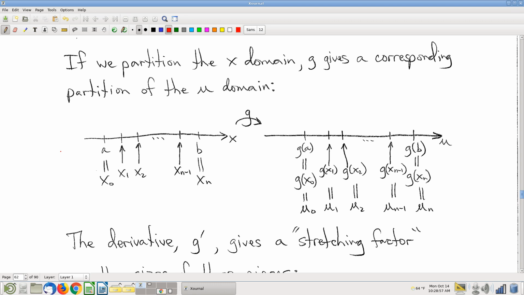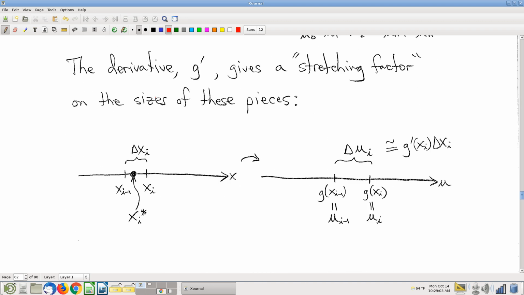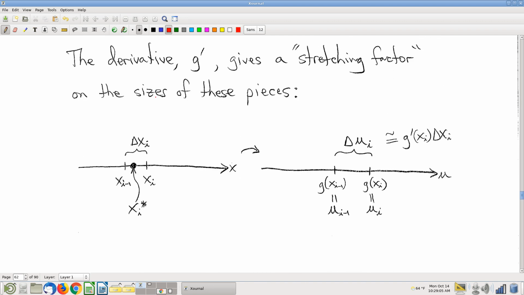Cool. Excuse me. So, how big are these pieces? They're not all the same. I need to know how big they are, and conveniently, we have a tool for figuring out how big pieces are, and that is the derivative. I mean, we haven't thought of the derivative in such a way, but nevertheless, it works. If I have a little piece here, from x sub i minus 1 to x sub i, that little piece of size delta x, I can think of that delta x as being a size.